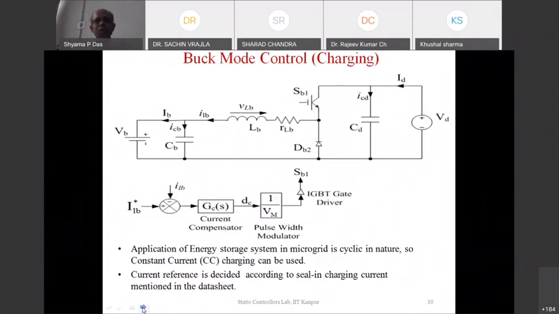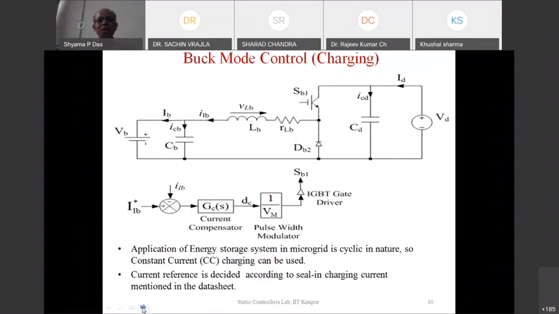So this is the buck mode operation, which means the battery is being charged. When the battery is being charged, we see that this switch SB2 is permanently off, so we have removed this. Voltage of 120 volt is converted to 50 volt. SB1 is operated in on-off mode, and the battery is charged. The battery is charged at constant current charging, and that is decided by the ceiling current of the battery.